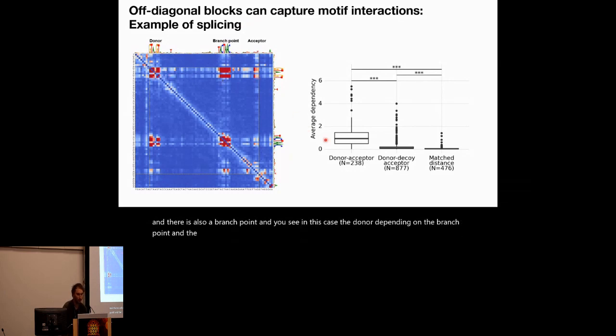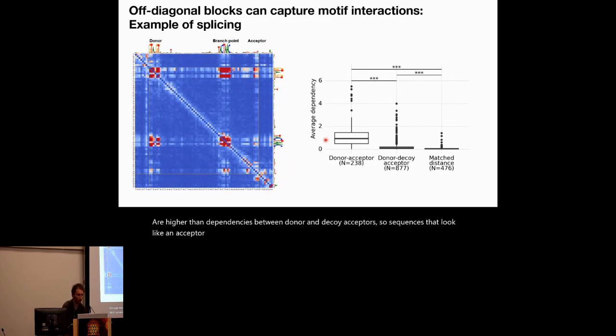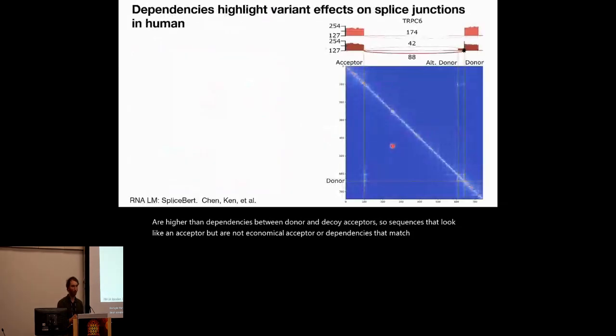And in fact, in this case in yeast, interactions or dependencies between donor and acceptor are higher than dependencies between donor and decoy acceptors, so sequences that look like an acceptor but are not the canonical acceptor, or dependencies that match distances. In human, we also see dependencies between the donor and acceptor. This is an example computed from the model SpliceBird, trained on RNAs across different vertebrates.